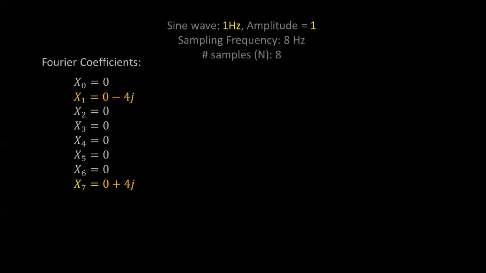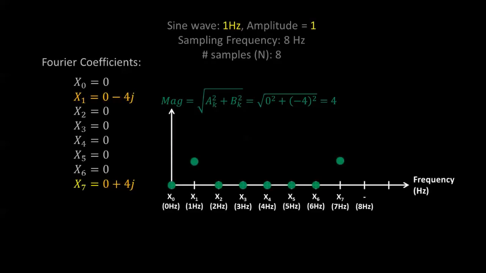We can calculate the magnitudes of those frequency bins and find that they're equal to 4. And then we can plot all the magnitudes of all the frequency bins on a spectrum plot. Now, the frequency resolution of the frequency bins is equal to the sampling frequency divided by the number of samples. In our case, that's 8 divided by 8, so that equals 1 Hz. So each subsequent frequency bin is 1 Hz greater than the previous frequency bin. We can see that we get a value for the first frequency bin, and that makes sense because that corresponds to 1 Hz, and we have a 1 Hz sine wave.